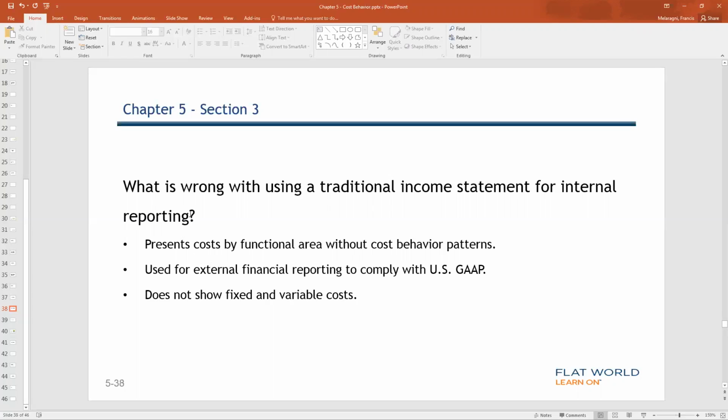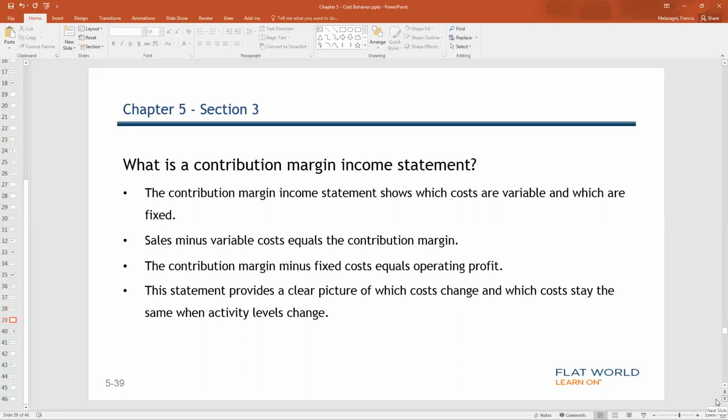So that's where we're going to go with this. We don't use the traditional method because that tells us something different. It's important, but not for this course. So what's the contribution margin income statement? It's sales, where I sell things, it could be a product or service, minus my variable cost equals my contribution margin. Then contribution margin minus fixed cost equals operating profit. And this picture shows us clearly how much profit or loss we have at each level of activity.